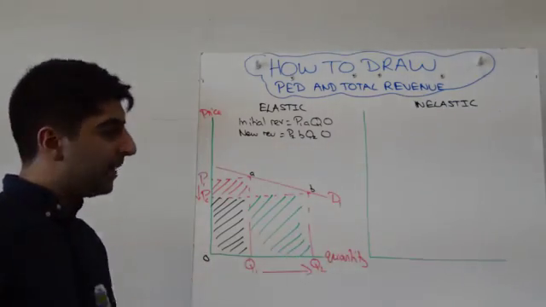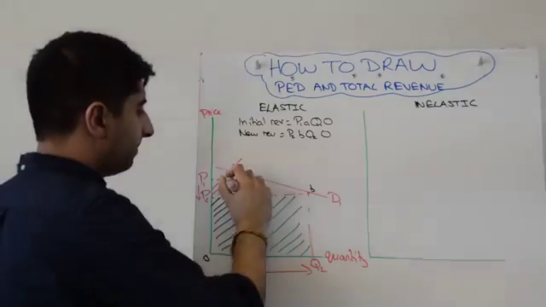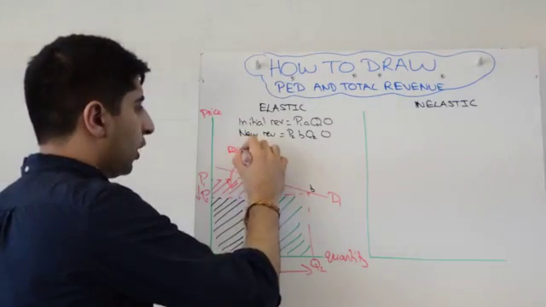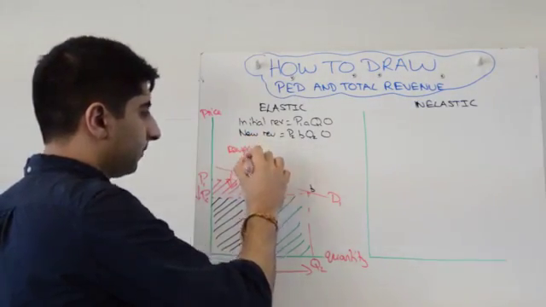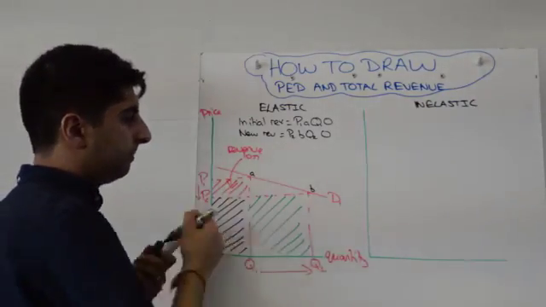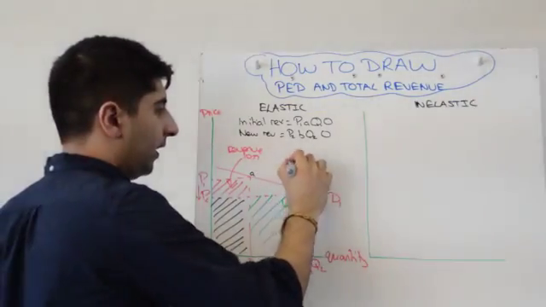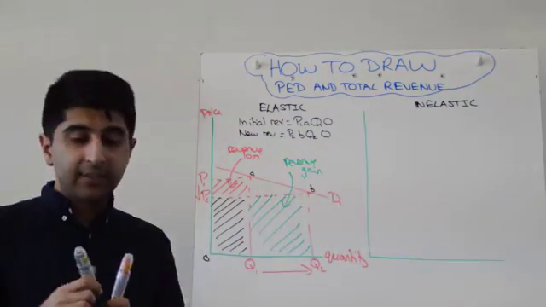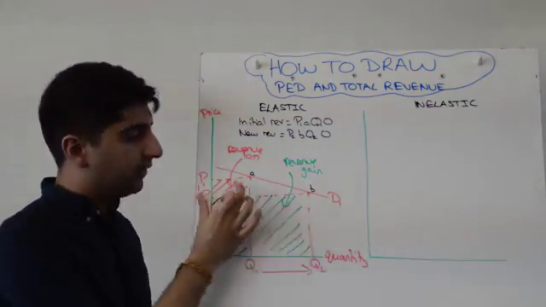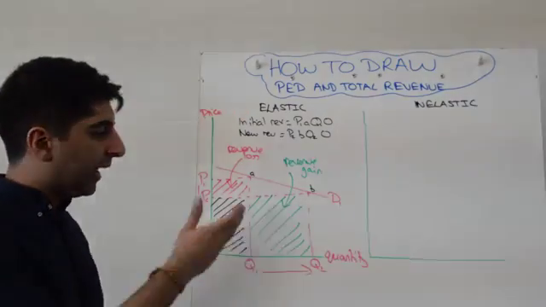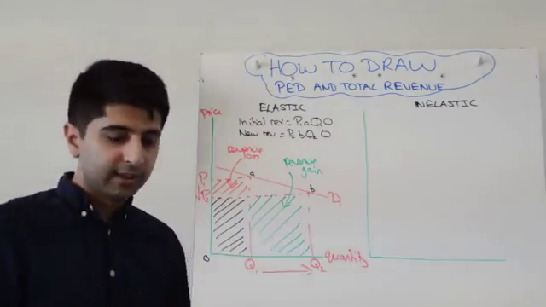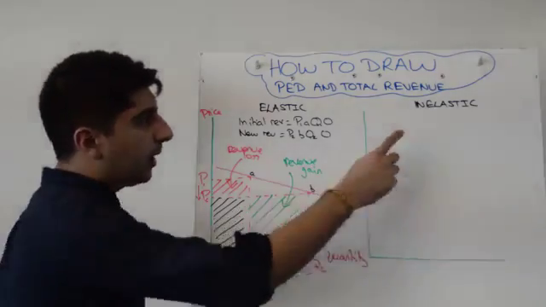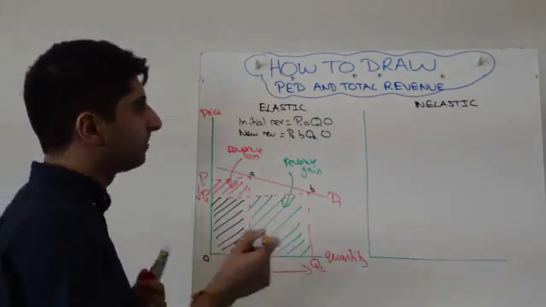Alright, and you will then label this red bit as revenue loss, but this green bit as the revenue gain, and quite clearly this diagram shows that the revenue gain is much bigger than the revenue loss as a result of a price reduction when there is price elastic demand. Happy days. What about when demand is price inelastic?